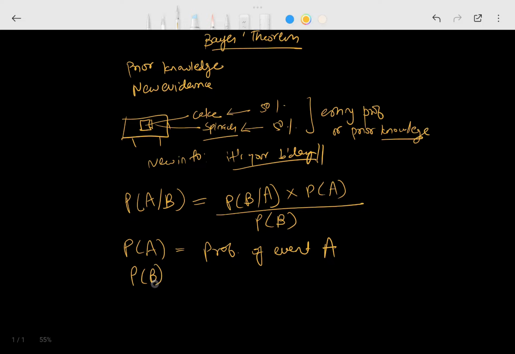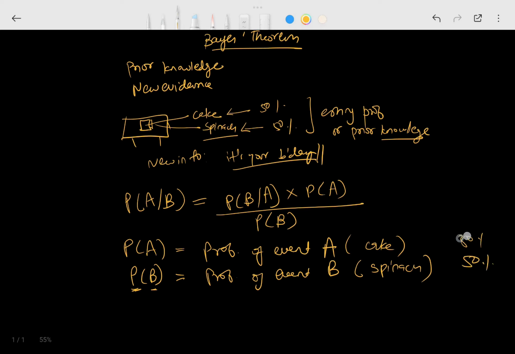What is P(B)? P is nothing but probability. B is a shorthand for an event. I cannot write probability of cake in the box repeatedly, so this is just a shorthand. What is the probability of event B? If I correlate it with my previous example, what is the probability of, say, cake? What is the probability of spinach? Which was nothing but 50-50%.